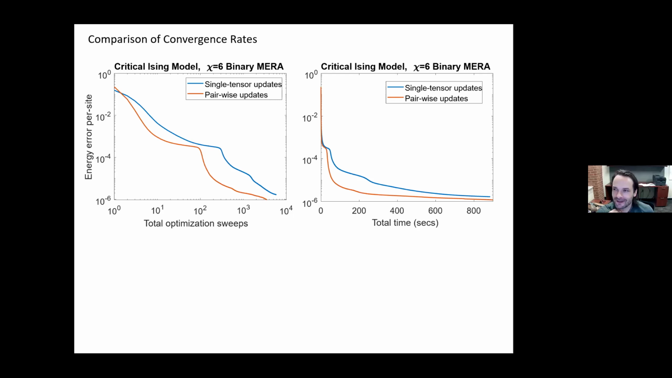Yeah, so I think the results I have here are pretty consistent with the comparison between one-site and two-site DMRG, where two-site converges faster, and even taking into account that two-site DMRG is slightly more expensive, it still has some overall efficiency gain, I would say.